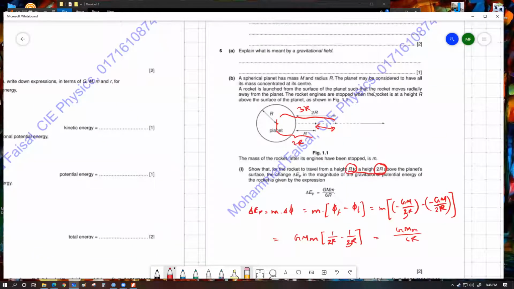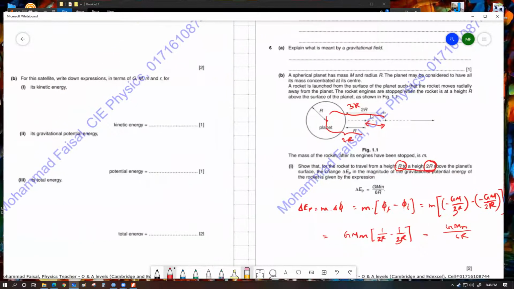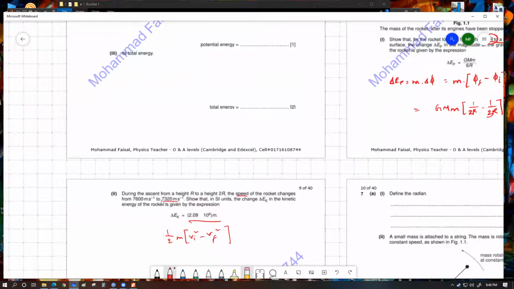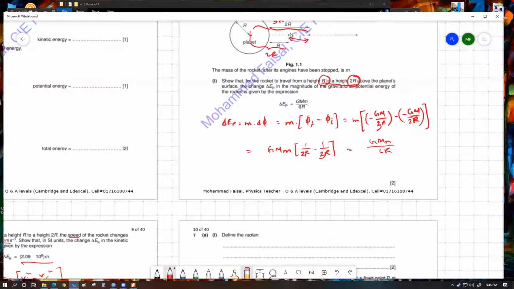A rocket is launched on the surface of the planet as the rocket moves radially away from the planet. The rocket engines are stopped when the rocket is a height r above the surface of the planet. This is where the engines were stopped, but that doesn't mean the rocket actually came to a stationary state. It did have some kinetic energy at this point, and at our distance, as per the question, the speed value was 7600 meter per second. Then the rocket fleeted away, because of its inertia it moved from the r distance to the 2r distance, and in that process it lost some kinetic energy because it slowed down, because it was doing work against the planet's gravitational field.